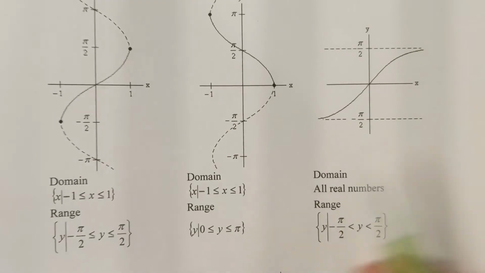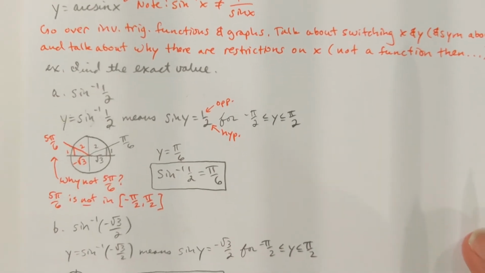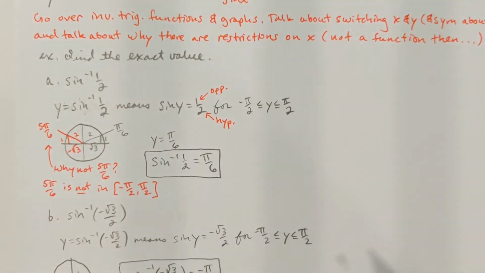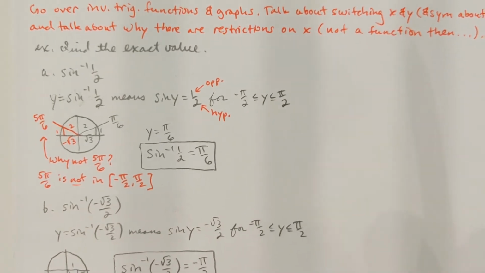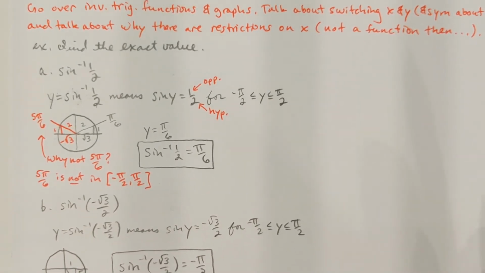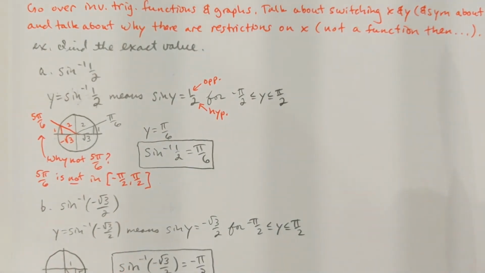Okay, so let's maybe take a look at some examples here. I want to find the exact value. More specifically, we're going to do this without a calculator. Okay, and so I suppose I want to know the exact value of sine inverse of 1/2.